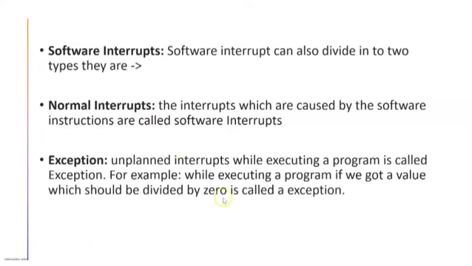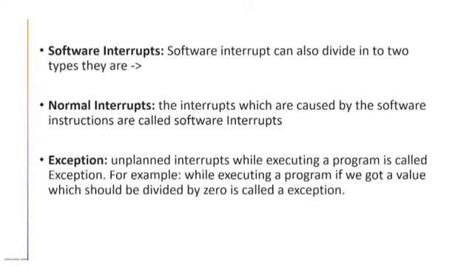Exception means it is actually an unplanned condition. Consider that you are attempting a division by zero. It is an unplanned thing, right? But it will cause an interrupt. So this type of unplanned thing is called an exception.